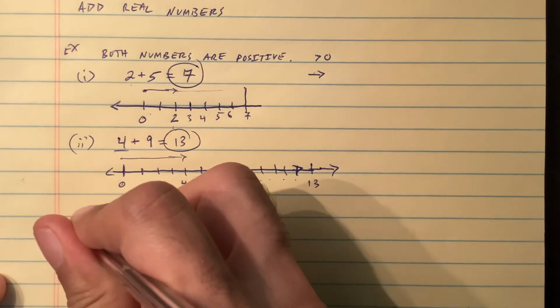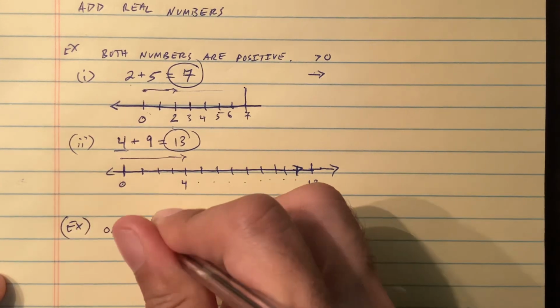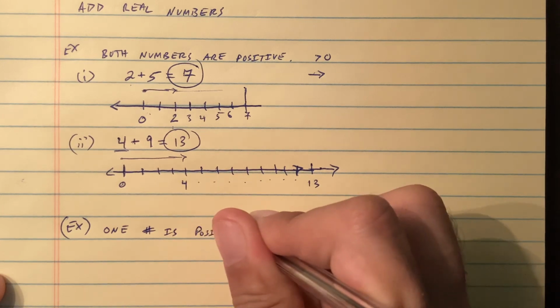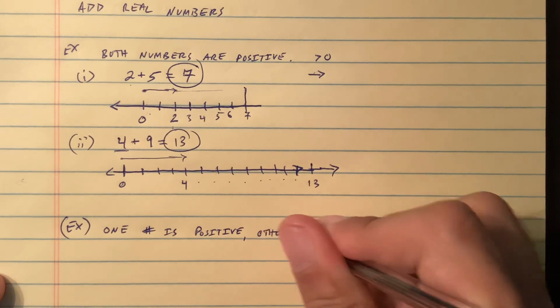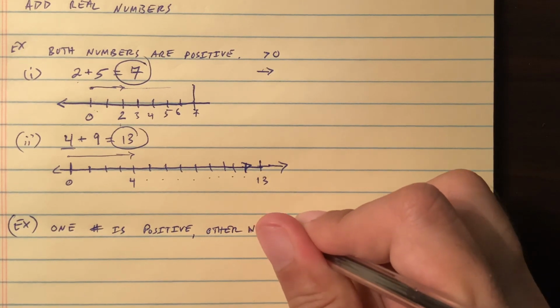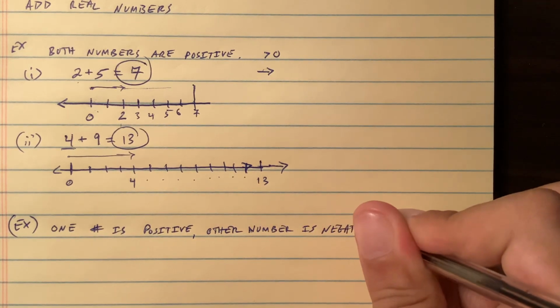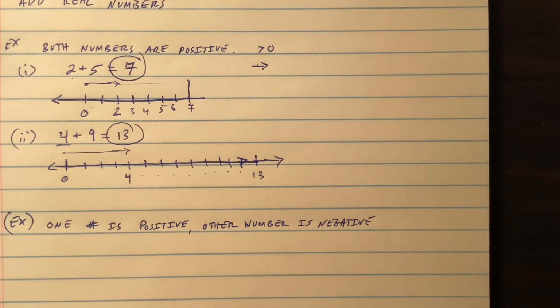All right, now what we're going to do is when one number is positive and one number is negative. So one number is positive, or greater than 0, and the other number will be negative.